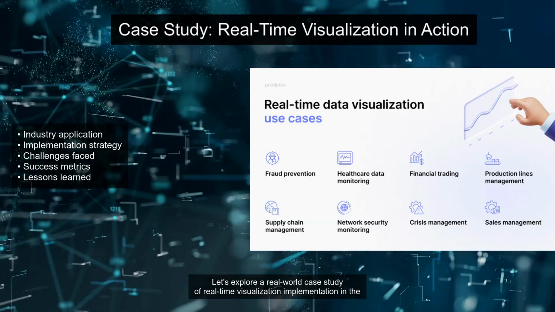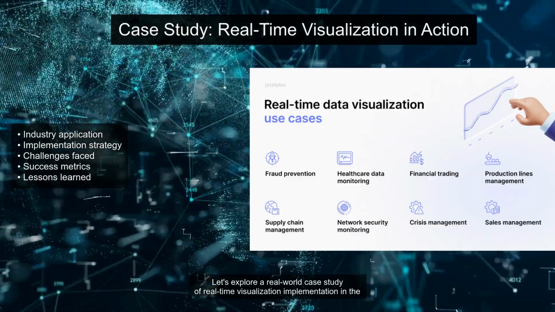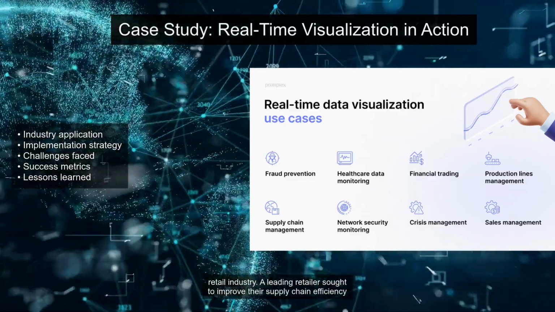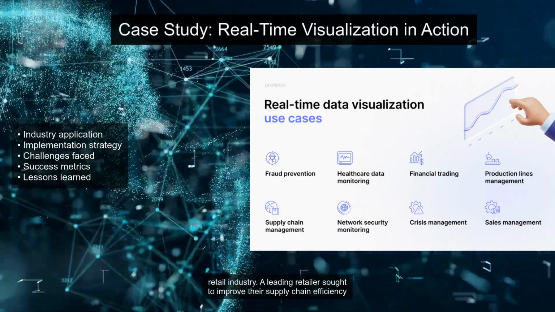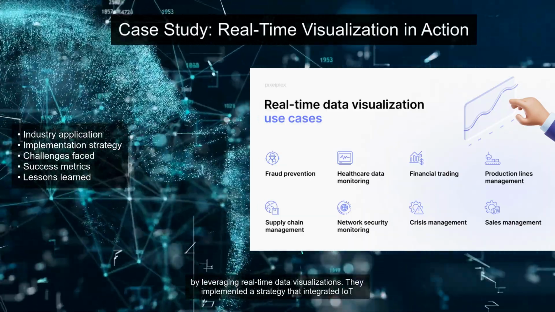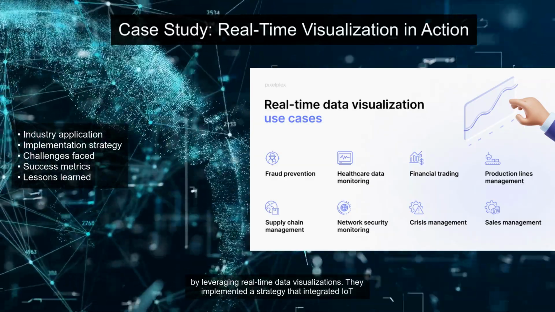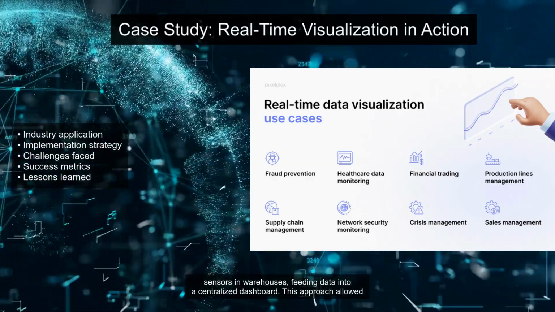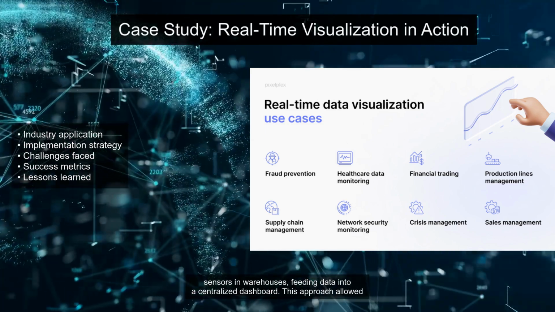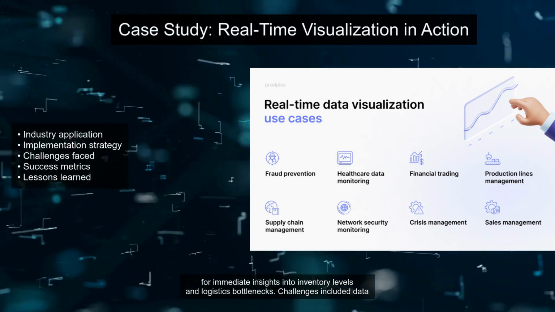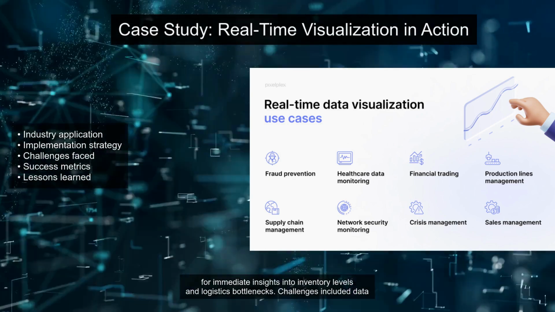Let's explore a real-world case study of real-time visualization implementation in the retail industry. A leading retailer sought to improve their supply chain efficiency by leveraging real-time data visualizations. They implemented a strategy that integrated IoT sensors in warehouses, feeding data into a centralized dashboard. This approach allowed for immediate insights into inventory levels and logistics bottlenecks.